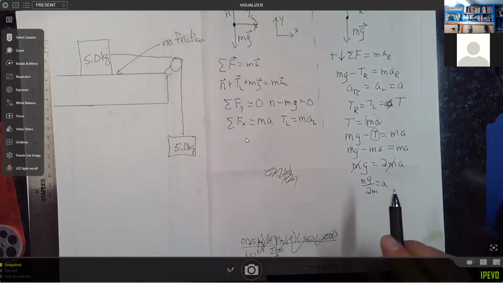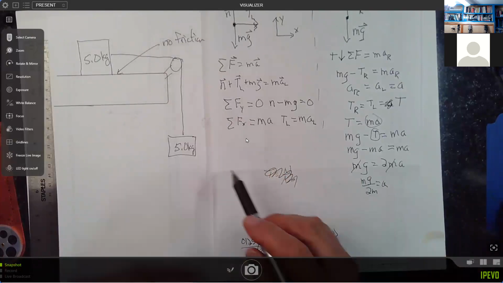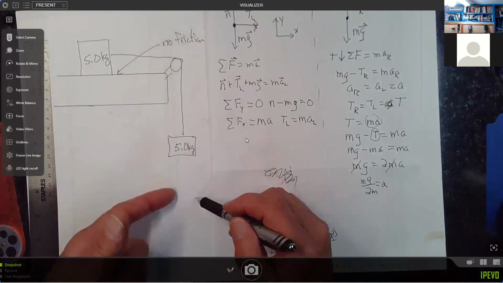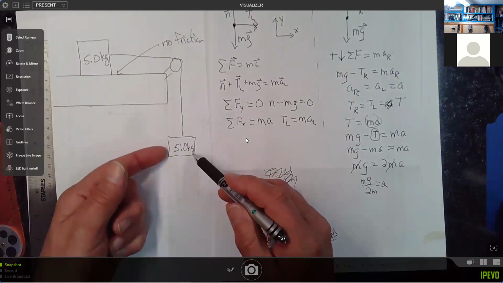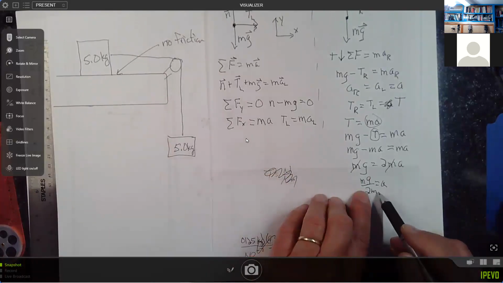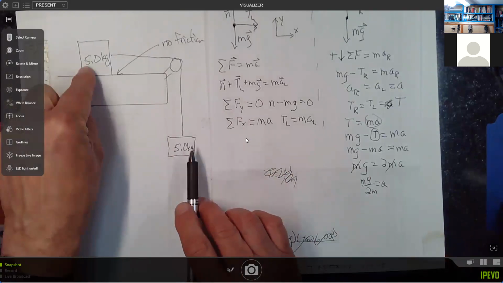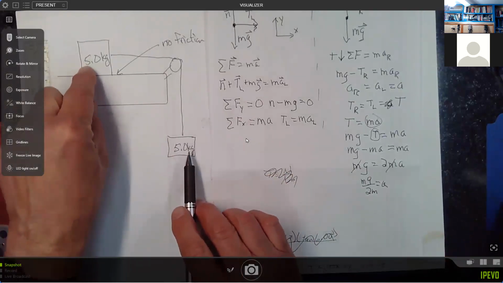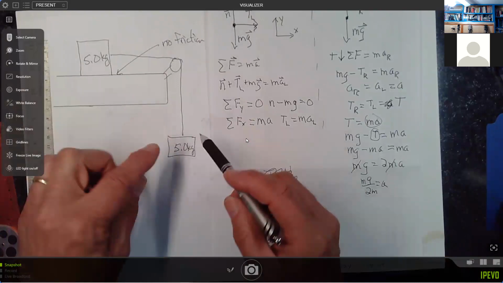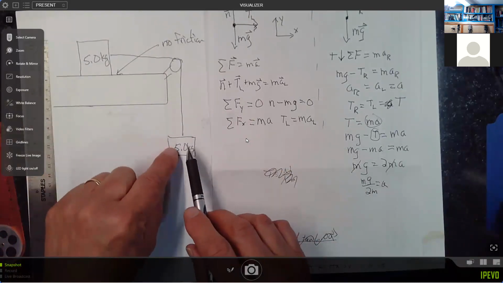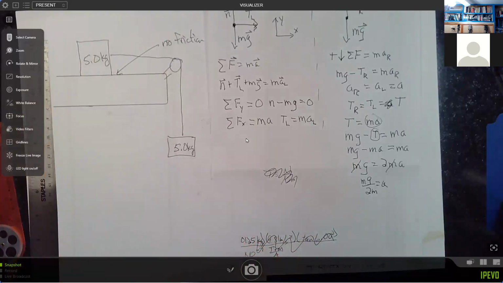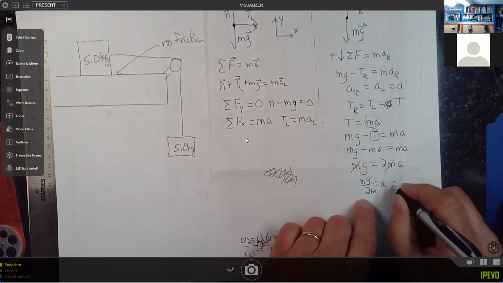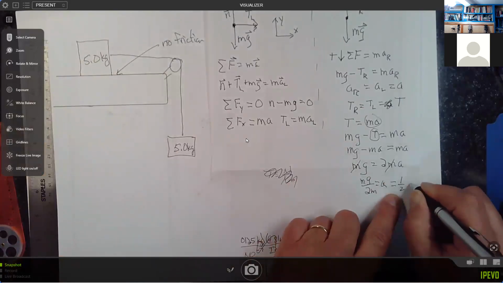Now, here's what's going on. mg, that's the weight of this hanging mass. That's the force that's doing the accelerating there. 2m is the total mass that has to be accelerated. So the weight of this hanging mass has to accelerate not just this mass, but it also has to accelerate that. But anyway, the acceleration ends up being 1/2 g.